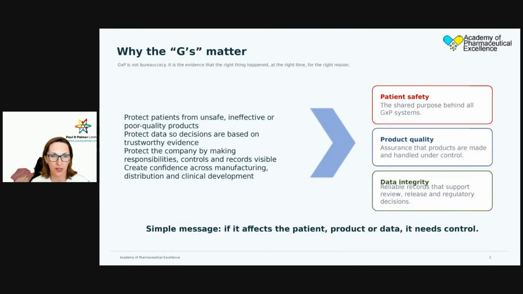A batch may have been made correctly, but if the batch record is incomplete, then the evidence of that correct manufacture is weak. A shipment may have stayed within temperature, but if the temperature data are missing, delayed or unclear, then your decisions become difficult. A trial visit may have happened, but if the source data doesn't support the case report form, then the credibility of your trial results will be challenged.